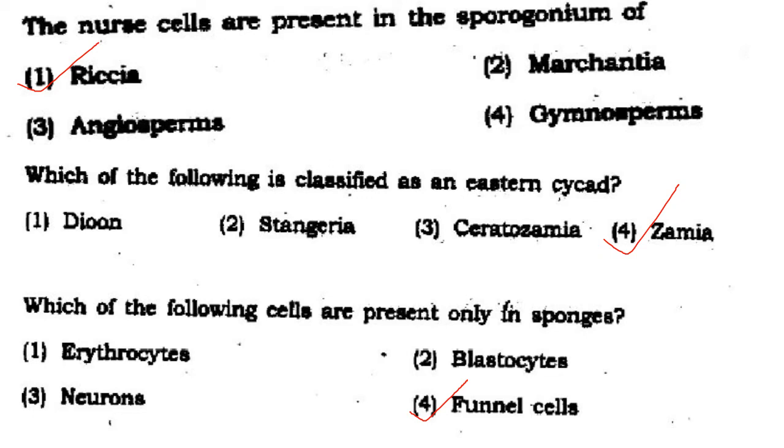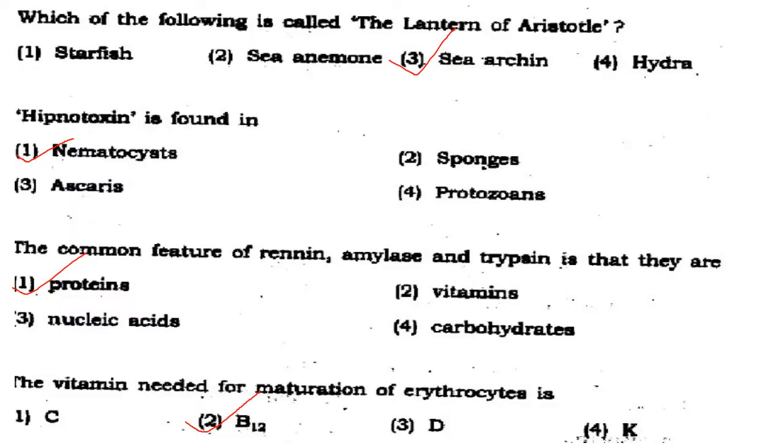Which one of the following are present only in sponges? Erythrocytes, blastocysts, neurons, funnel cells. Answer is option 4 funnel cells. Next one. Which of the following is called the lantern of Aristotle? Option 1 starfish, 2 sea anemone, 3 sea urchin, 4 hydra. Answer is sea urchin. Option 3. Hypnotoxin is found in nematocysts, sponges, ascaris, protozoans. Answer is option 1 nematocyst.